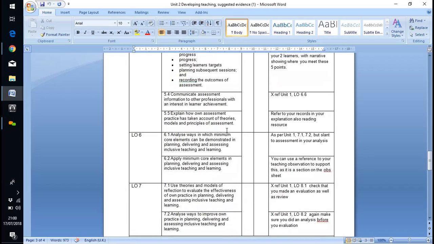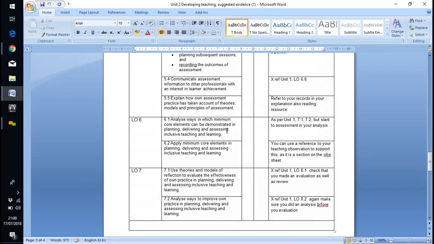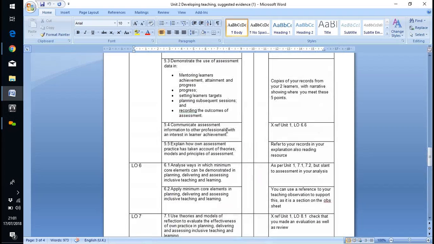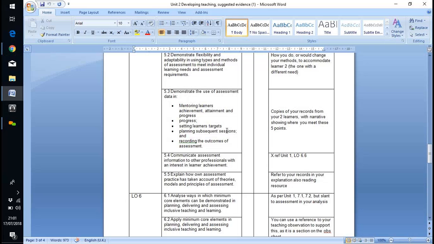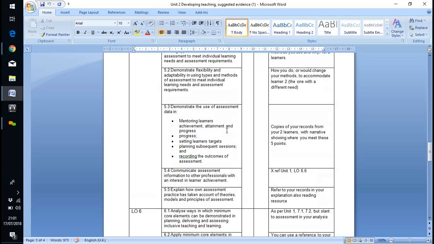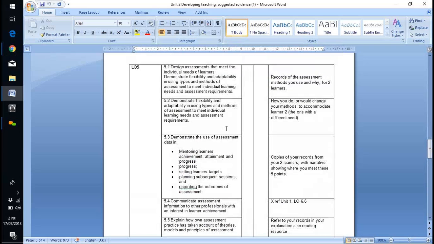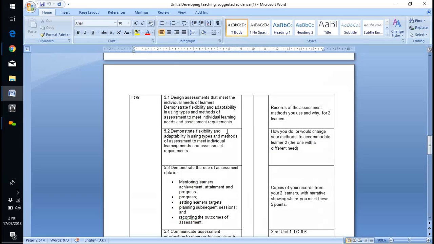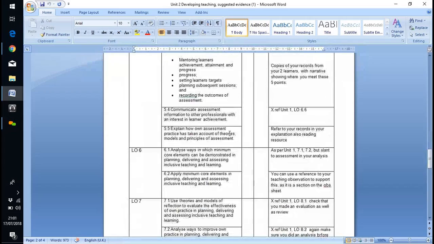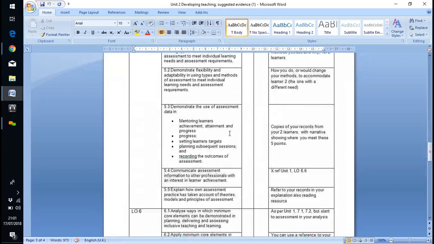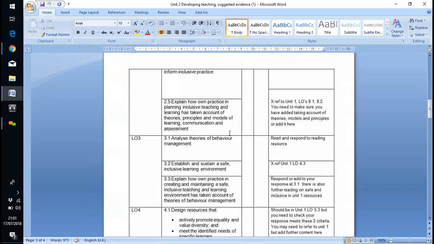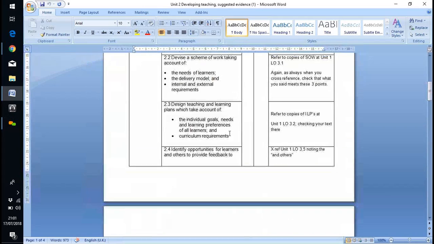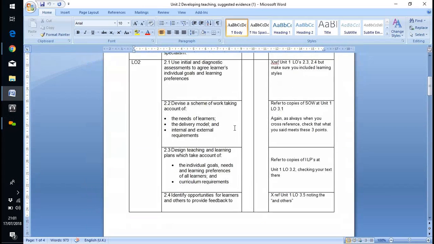Analyse ways, or is it 6.1? No, it's 5.4. Explain. Assessment practice, demonstrate use of assessment, demonstrate design. Yeah, I thought it was in there somewhere. Back to that one again. 2.2.